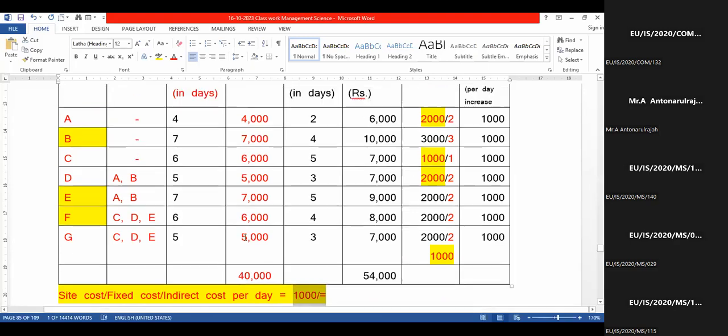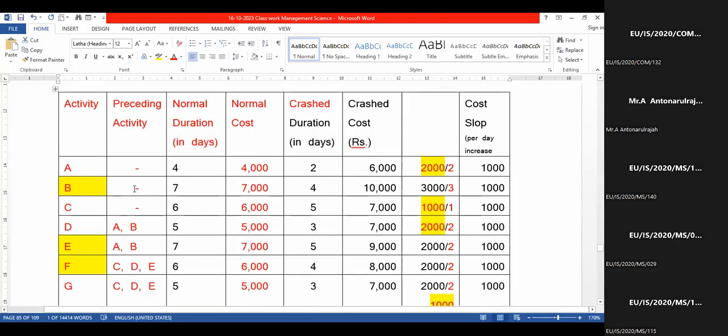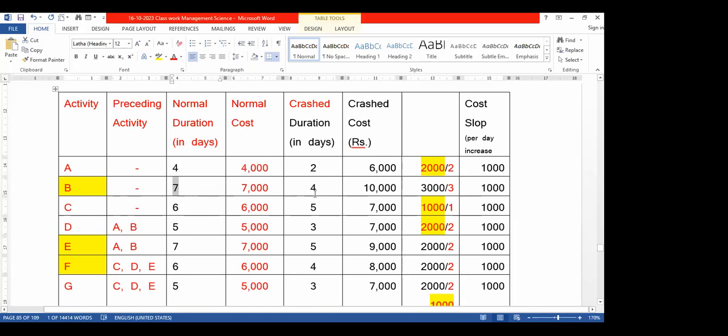Right? So the second activity, say if you take B, 7 days, 4 days. Sometimes B is 7 days and 7 days. That means we cannot crash the activity B. That is also possible. Sometimes some activities cannot be crashed. Sometimes here also 7 days, here also 7 days. So that means the same duration is required. That is also possible, right?